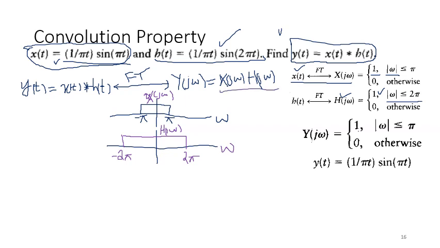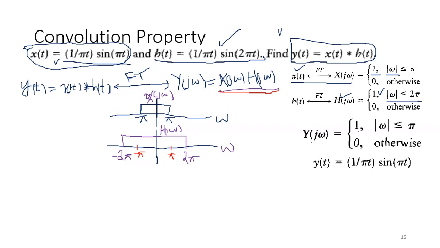If I take the product of the two, it is quite straightforward. You are familiar with multiplication of variables: X of j omega is a variable, H of j omega is a variable. When I multiply them, from minus 2 pi towards the left, both signals are 0, so the product will be 0. From minus pi up to 2 pi, although this signal is non-zero, this signal is 0, so the product will result in 0.